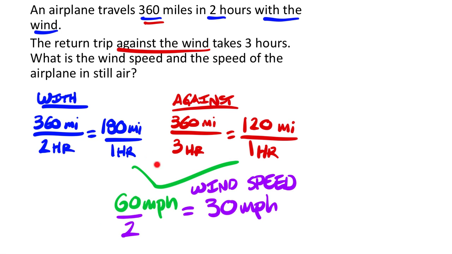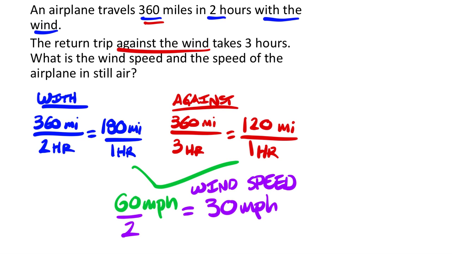So right in the middle of these two, even though they're separated by 60 miles per hour, if I cut this in half, I get 30 miles per hour to the middle of these two, okay? Because when it goes with the wind, it's pushing at 30 miles per hour. When it goes against the wind, this airplane is holding against it 30 miles per hour, okay?